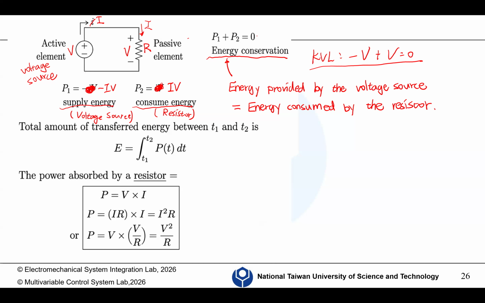And the total amount of energy transferred between T1 and T2: you integrate the power from T1 to T2, and you get the energy that is given or received from T1 to T2. So we have this formula.